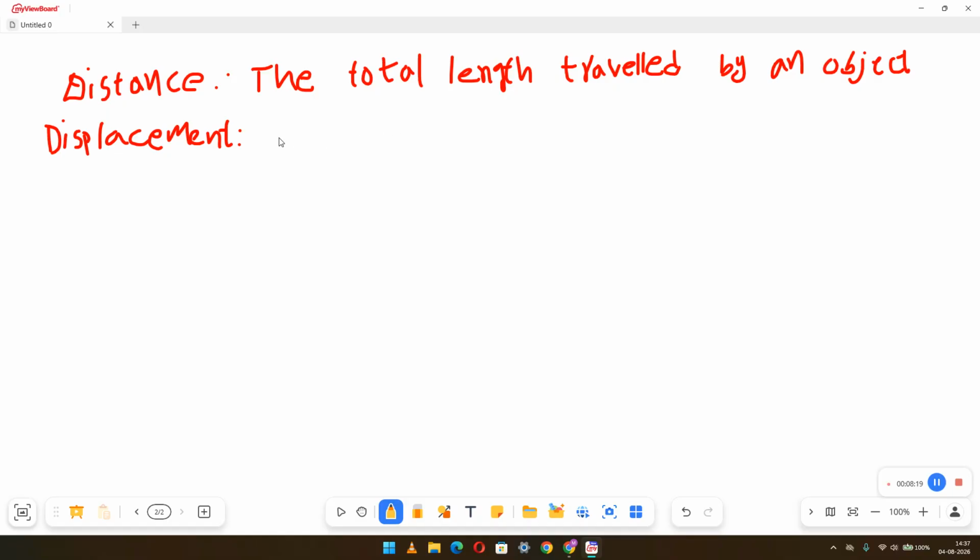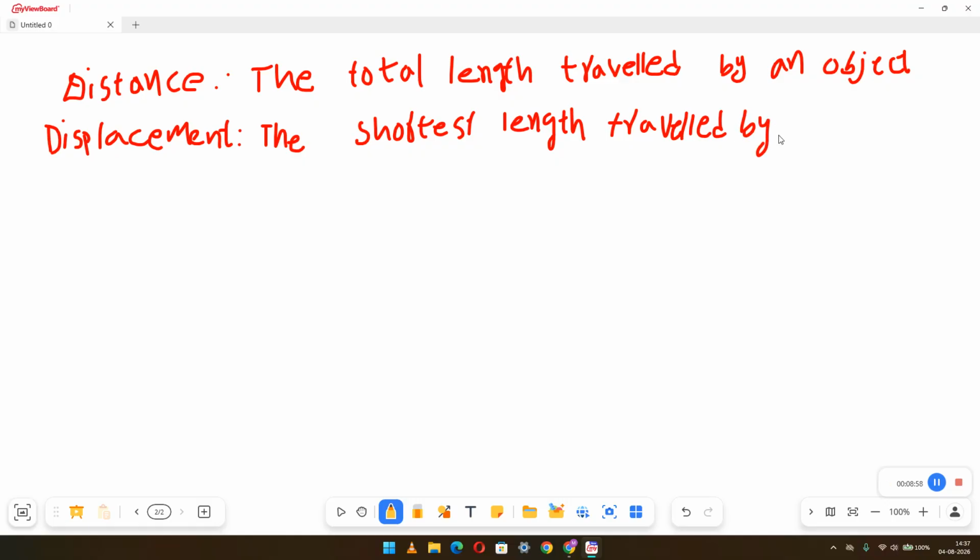Displacement is the shortest length. The shortest length traveled by an object is displacement.